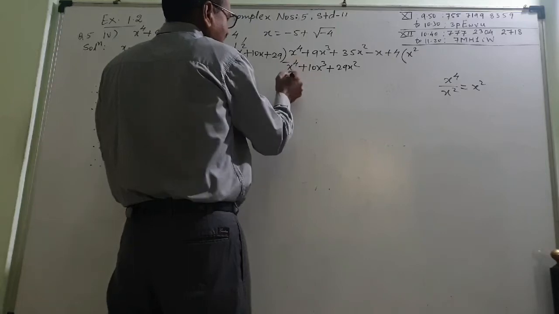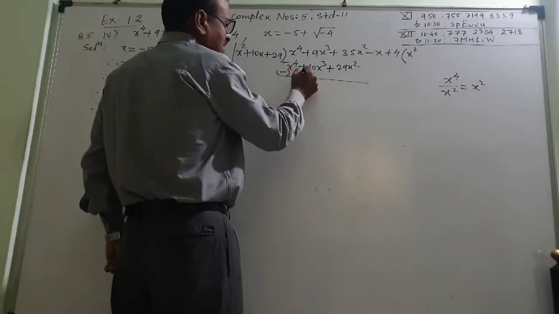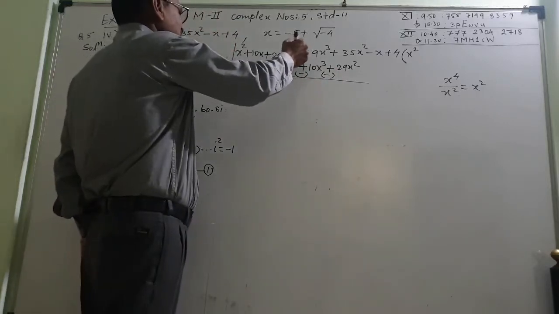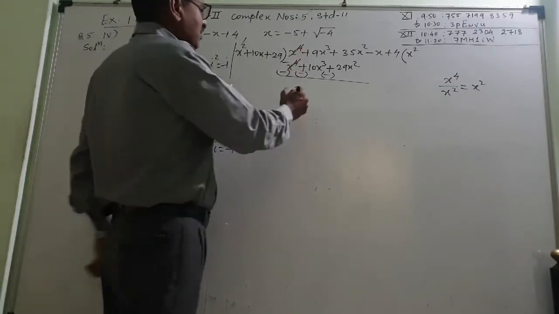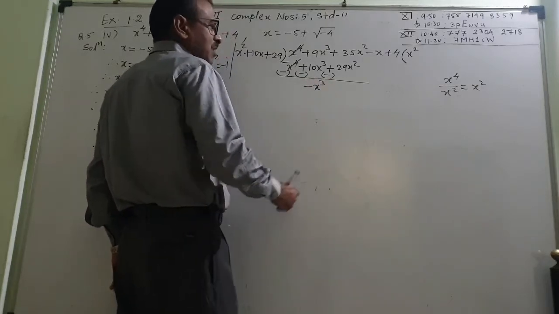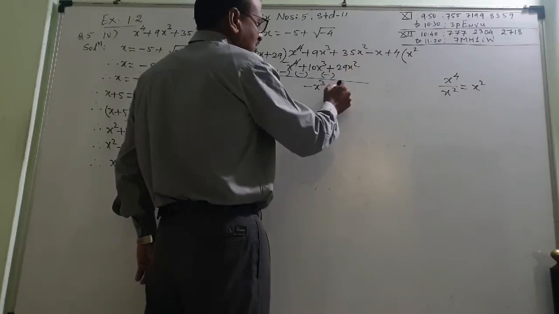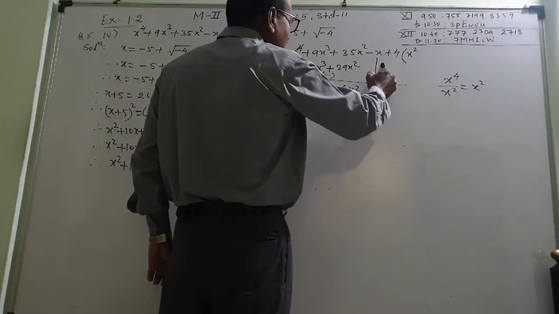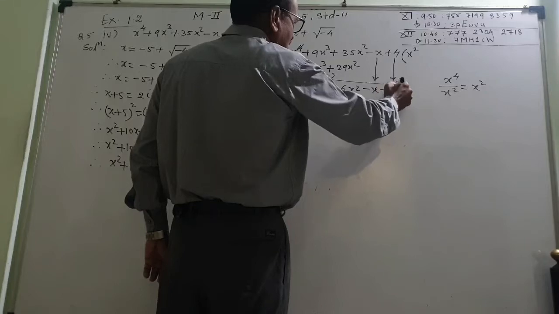I will subtract this. If I want to subtract, I will have to change the signs. Minus, minus, minus. Now naturally this will get cancelled. Now minus 10 and plus 9 will be minus 1, so minus x cube. Now this is minus 29 and this is plus 35, so it will be plus 6x square. Now take this whole term down: minus x, this also plus 4.